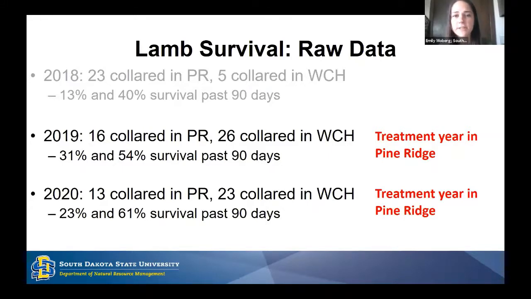16 were collared in the Pine Ridge, 26 in the Wildcat Hills. Like I said, there were a lot more sheep in the Wildcat Hills to capture, so we caught as many as we could. 31% survived in the Pine Ridge, 54%.